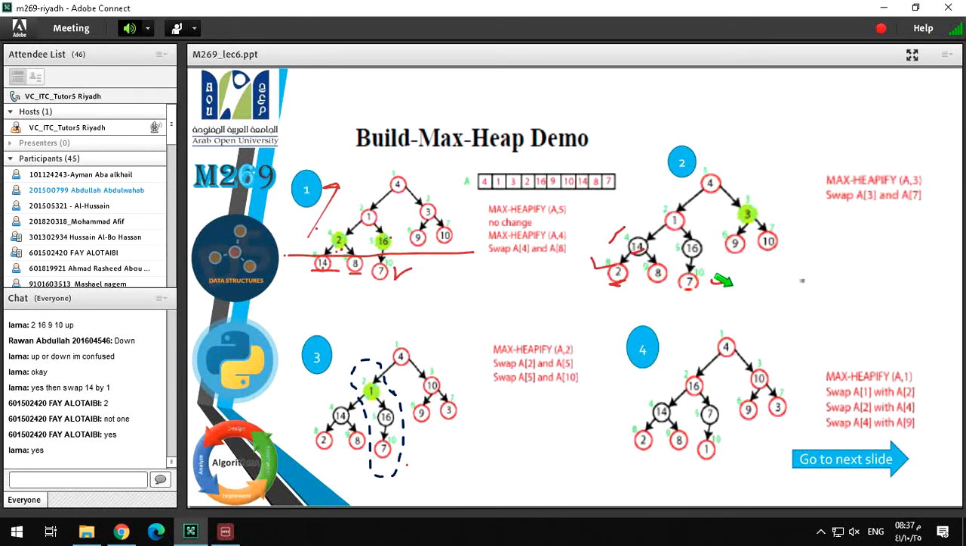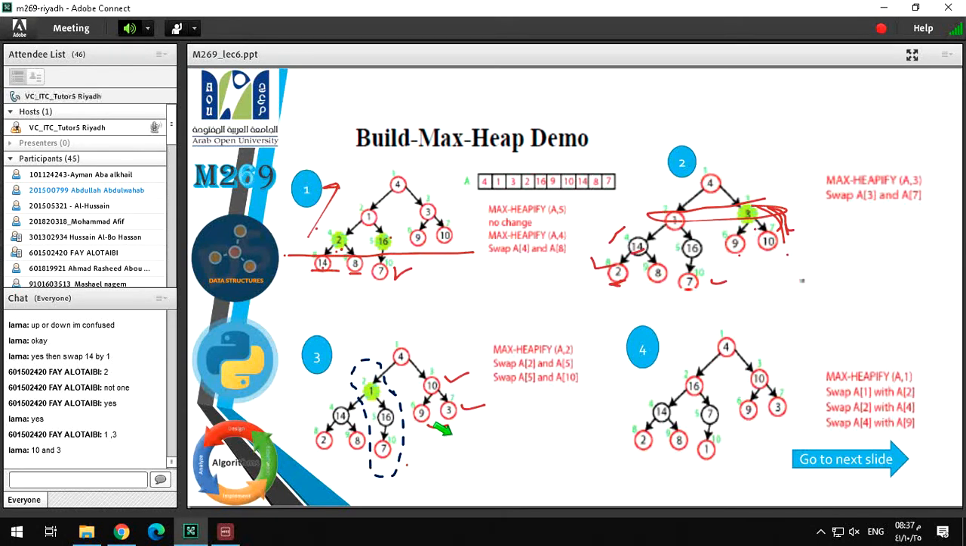Now let's go up to the second level. This level, 2 parents. We have the 1 and 3. Let's fix the right one. You can start with any if you want. It doesn't matter. So 3 is a bit smaller than 9 and 10. Swap 3 with the 10. Position 3 with position 7, A3 with A7. So 10 will go up and 3 will go down. So the new one is 10, 3, 9.